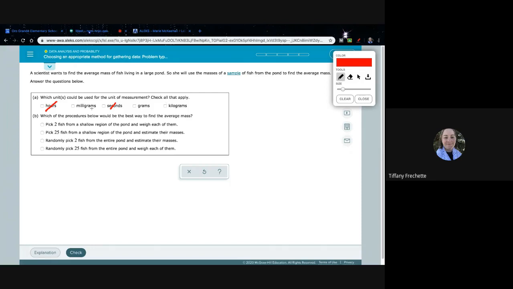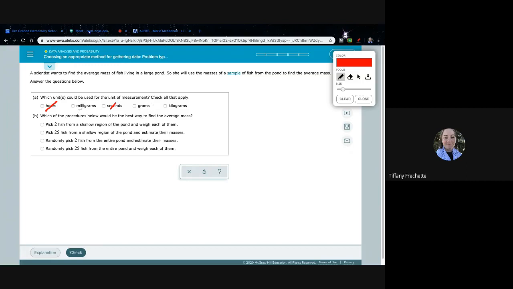So milligrams are very small. I believe when we did it, it was like a paper clip or something along those lines that they gave us. And I think a gram, I believe they said it was like 10 paper clips. I'd have to go back to those notes to see it.